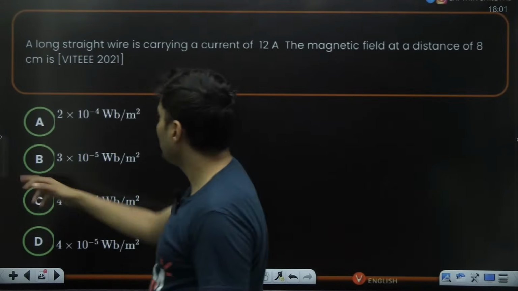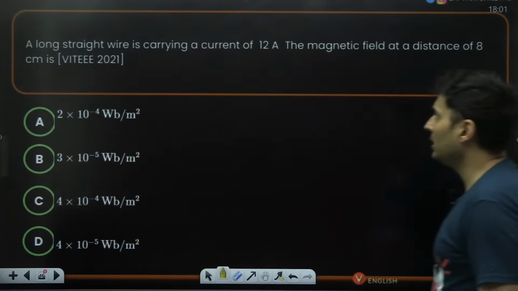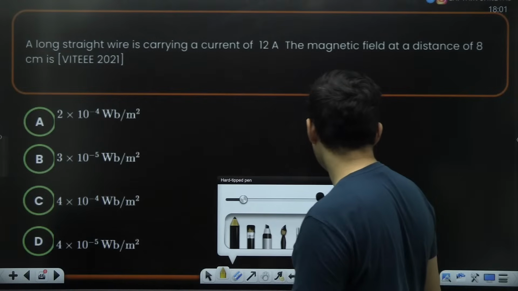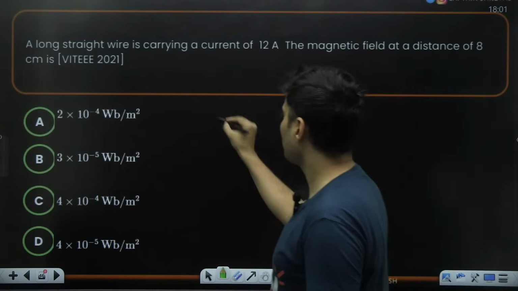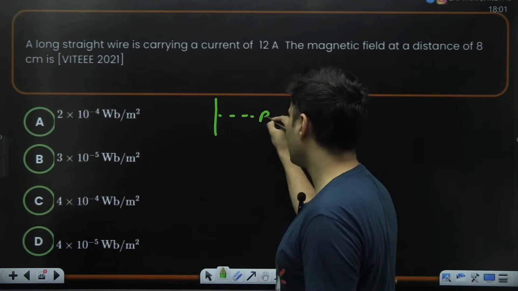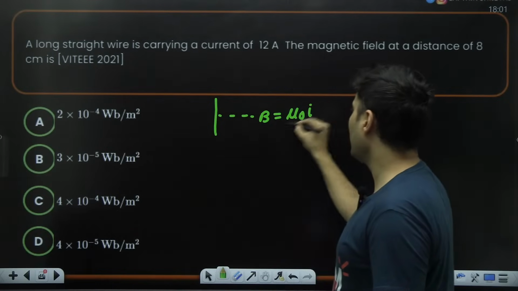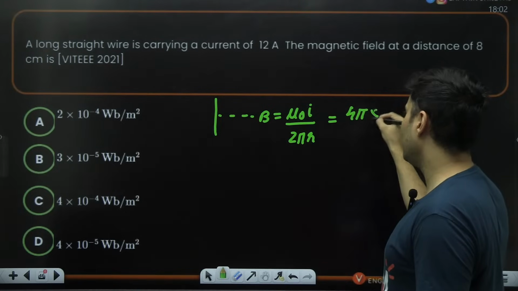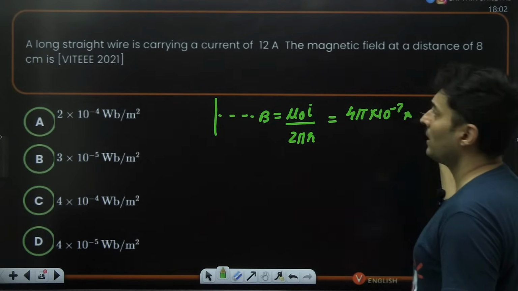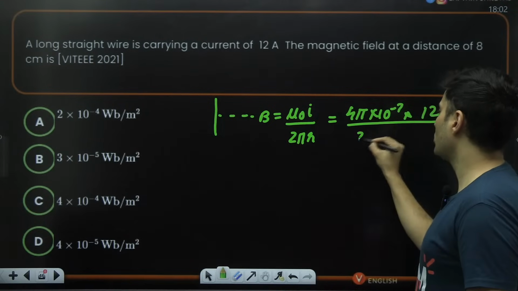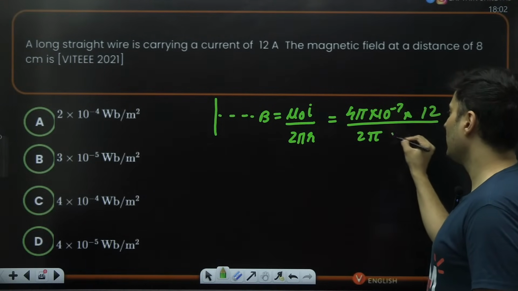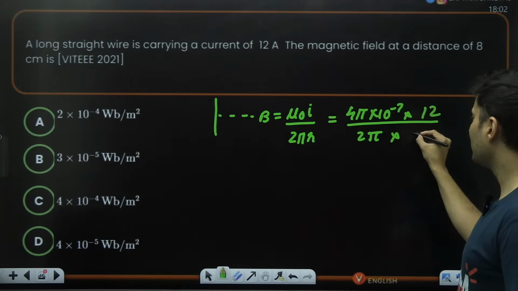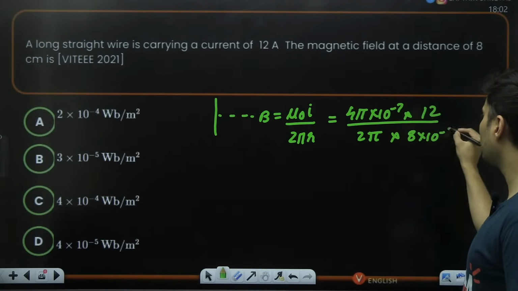Next, magnetic field due to a straight wire carrying current of 12 amperes at a distance of 8 centimeters. This was a VITEEE 2021 question. Let's solve this. Magnetic field due to the wire, I just give the formula: mu naught I divided by 2 pi r. Mu naught is 4 pi 10 to the power minus 7. Current 12. This 2 pi is there as it is. Distance is 8 centimeter, so that is 8 into 10 to the power minus 2.